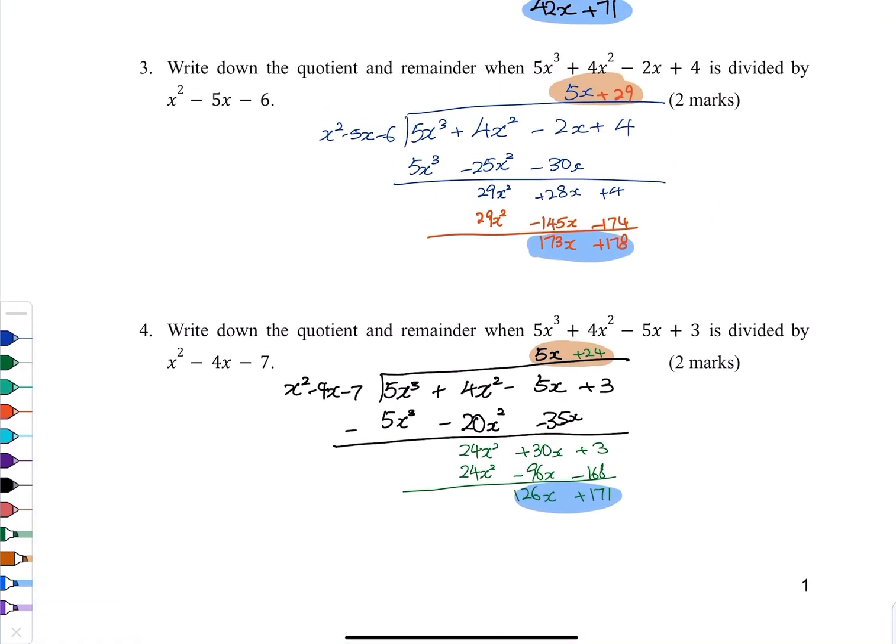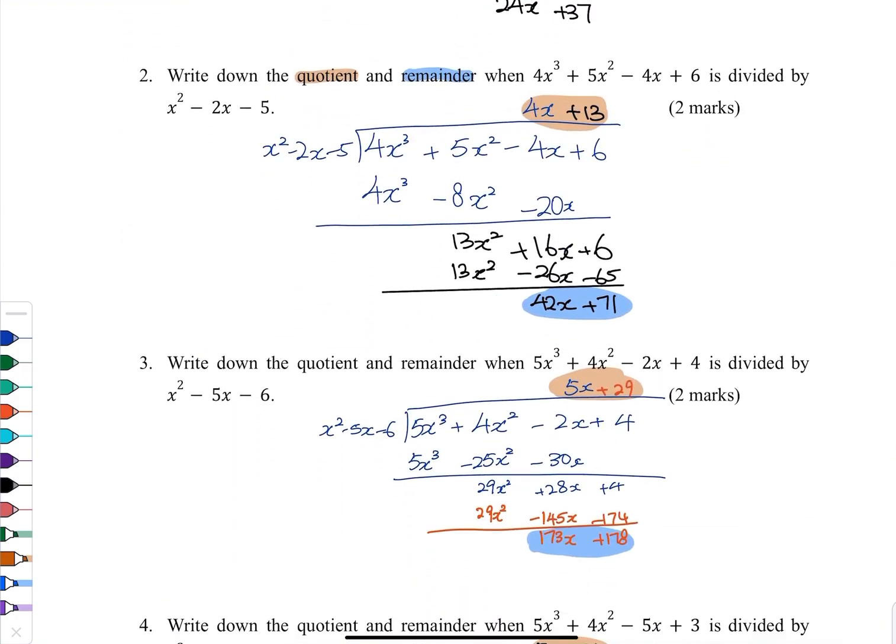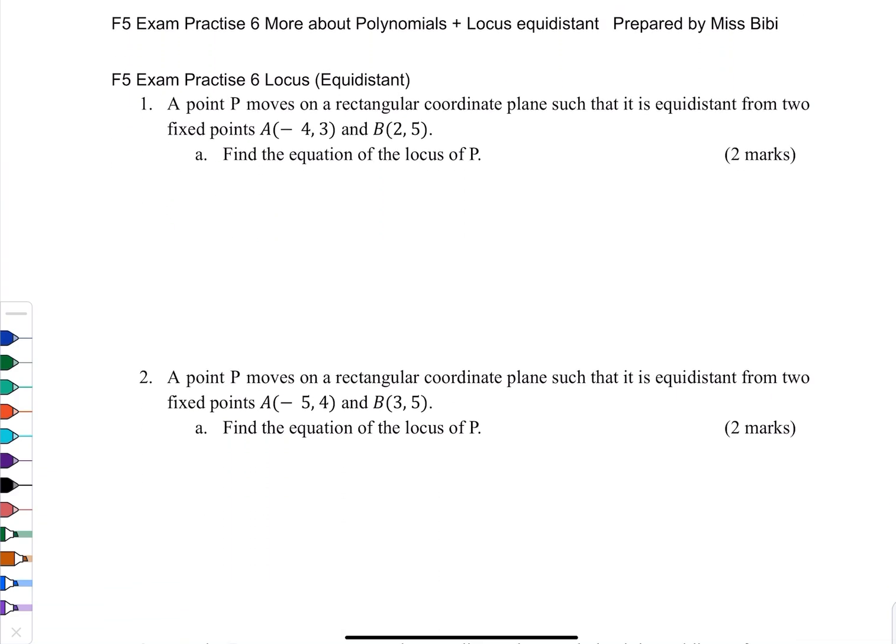So that's it for this video. We are done with long division, and then we have locus equidistant. We can continue in next video. All right, or we can do one. Okay, in next video is fine.